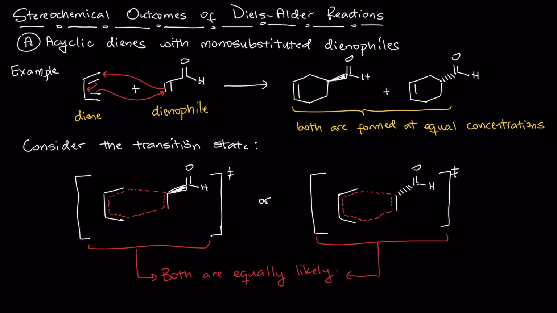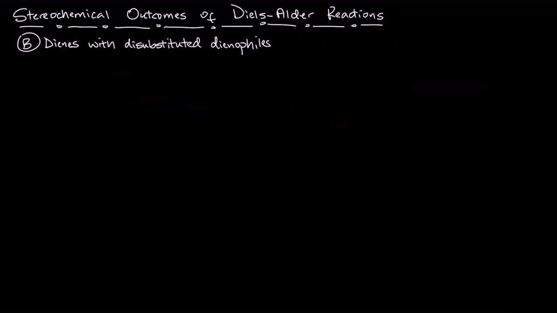Okay, so under these conditions of an acyclic diene with a monosubstituted dienophile, you tend to get a non-stereoselective reaction where all stereoisomers that can be formed are formed. Okay, so in the second scenario, we will focus on Diels-Alder reactions that involve dienes reacting with disubstituted dienophiles. And I'll use two examples to showcase the stereochemical outcomes in this scenario.